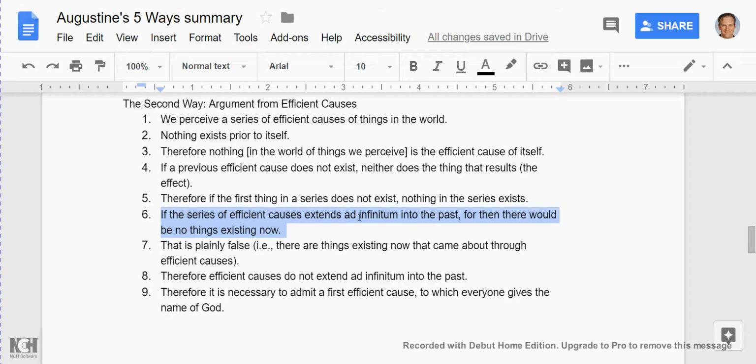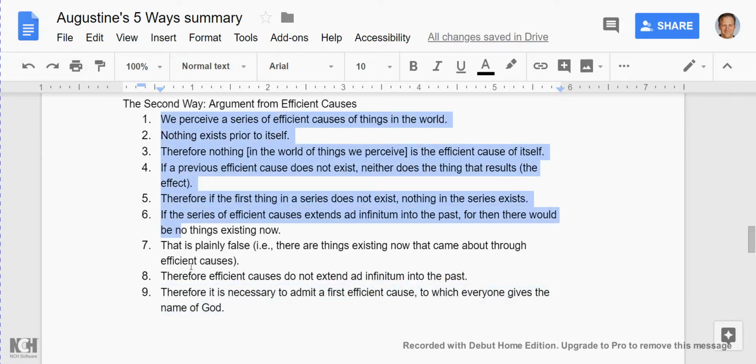So just understand that if we went on for infinity, nothing would exist to create the first instance of, or to create the first result of a series of cause and effect. So can you just write that down and make sure you got your thinking correct? Okay, so you're saying this is plainly false. It's absolutely false to suggest that the causes went on forever into the past, because then nothing would actually be caused, because you always need a causer and the first causer. So saying that is plainly false. There are things existing now that came about through efficient causes. So therefore efficient causes do not extend ad infinitum into the past. Therefore it's necessary to admit that the first efficient cause of everything, which gives everything its existence, is God.